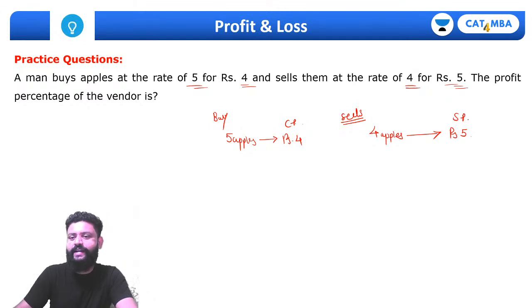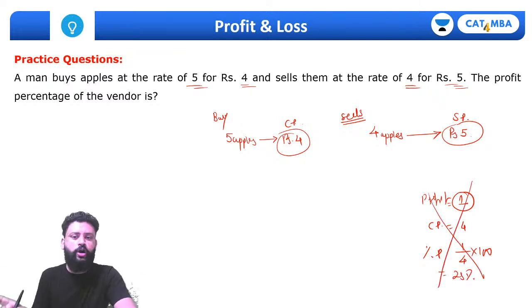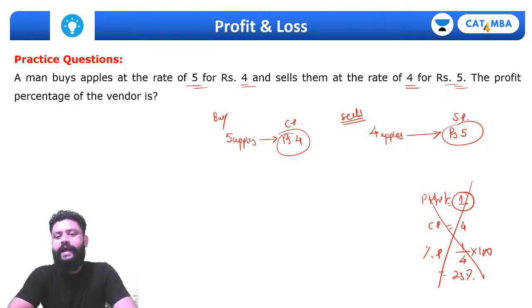That's perfectly fine. But don't tell me profit is of rupees 1. If we take profit rupees 1, 4 rupees में खरीदा तो 5 रुपए में बेचा, there is a profit of rupees 1 and cost price was 4. So 1 by 4 into 100, that comes out to be percentage profit comes out to be 25%. It's completely wrong. And why is it wrong?